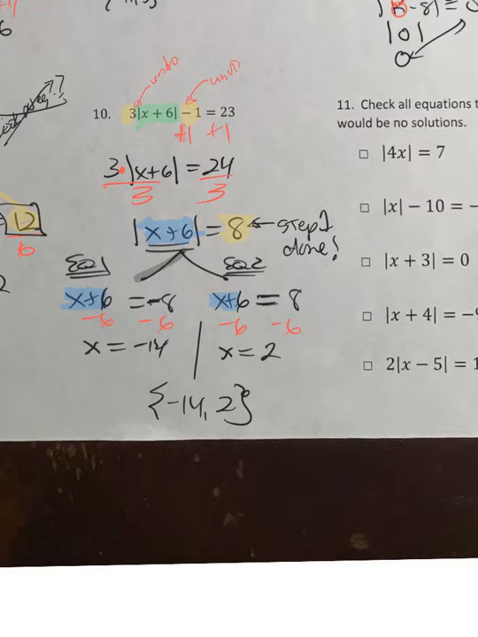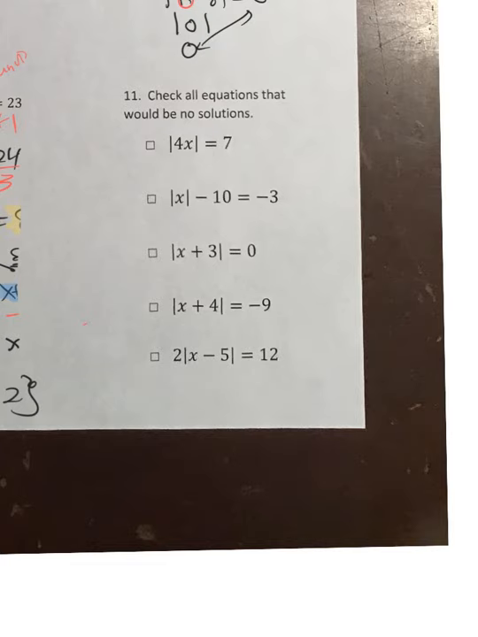Okay, let's look at number 11. In problem number 11, it's asking you to check all equations that would be no solution. So looking at the first equation, would this be a no solution? The first thing we want to do is ask, is step 1 done? Is the absolute value already isolated? Yes. Is this a negative distance? No. So this one's okay. It's not a no solution.